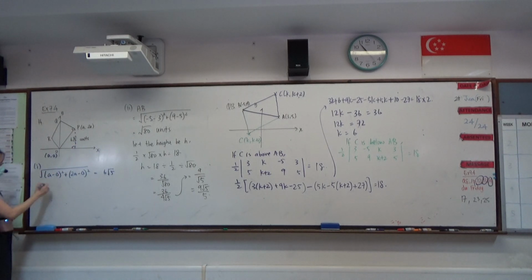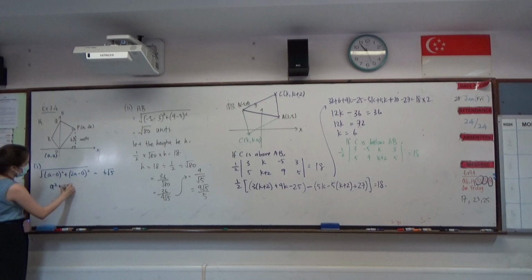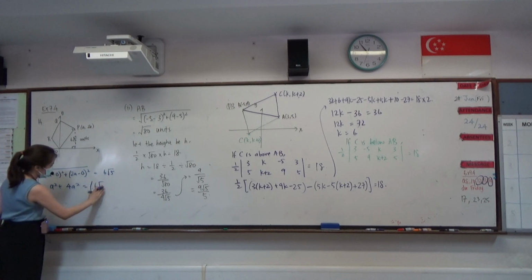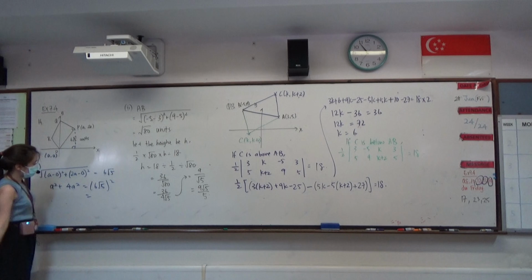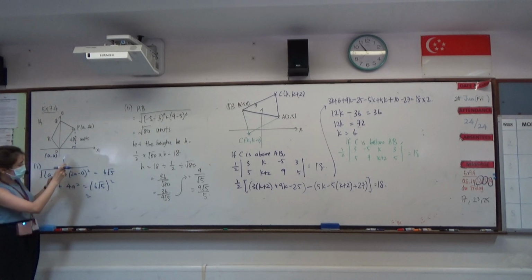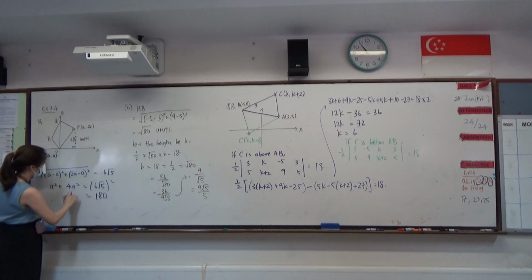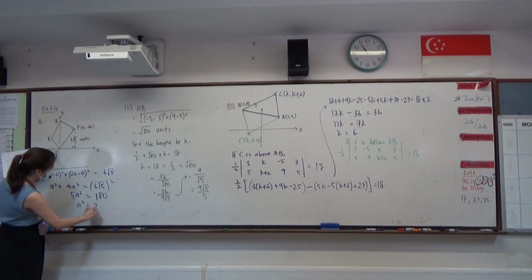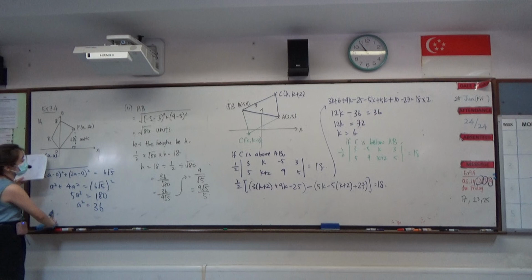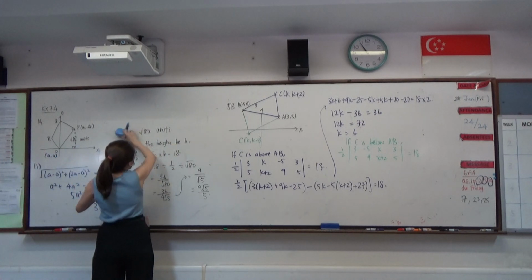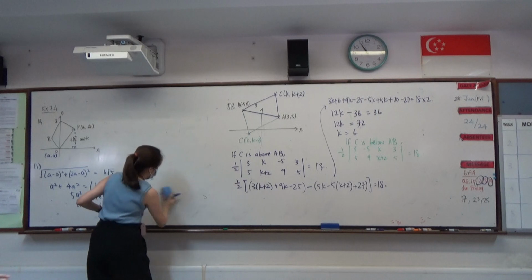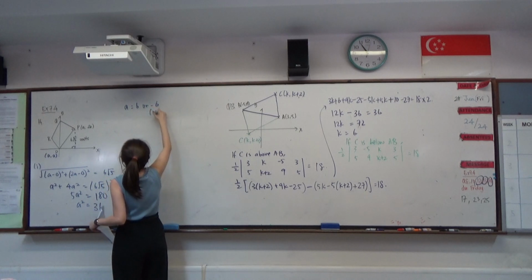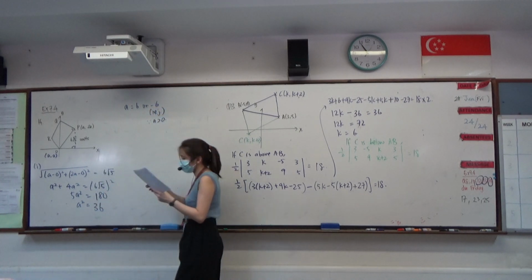Then we will get A squared plus 4A squared. And then we square the other side. This will give us 36 times 5, which is 180. So A squared would be 180 divided by 36. So A is equal to 6 or negative 6. But since the question says that A is positive, that is the reason why we reject the negative value of A, because A is more than 0.